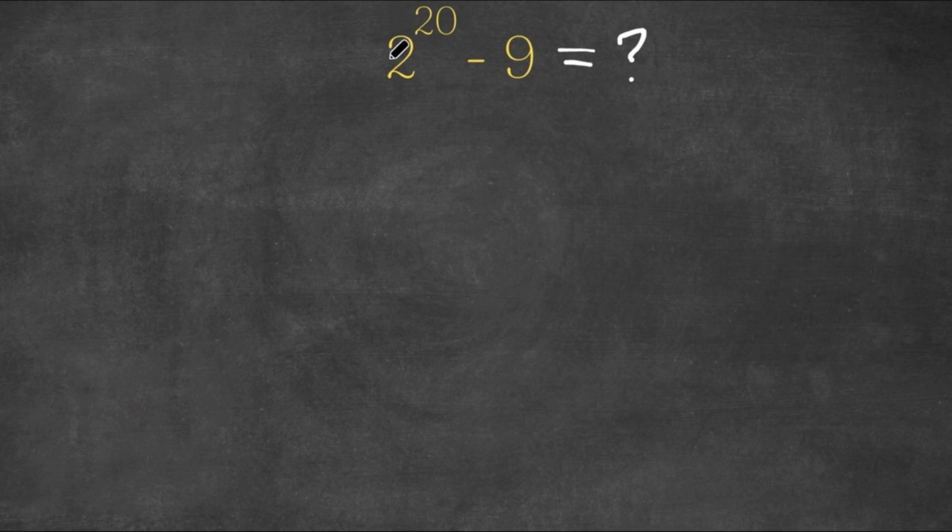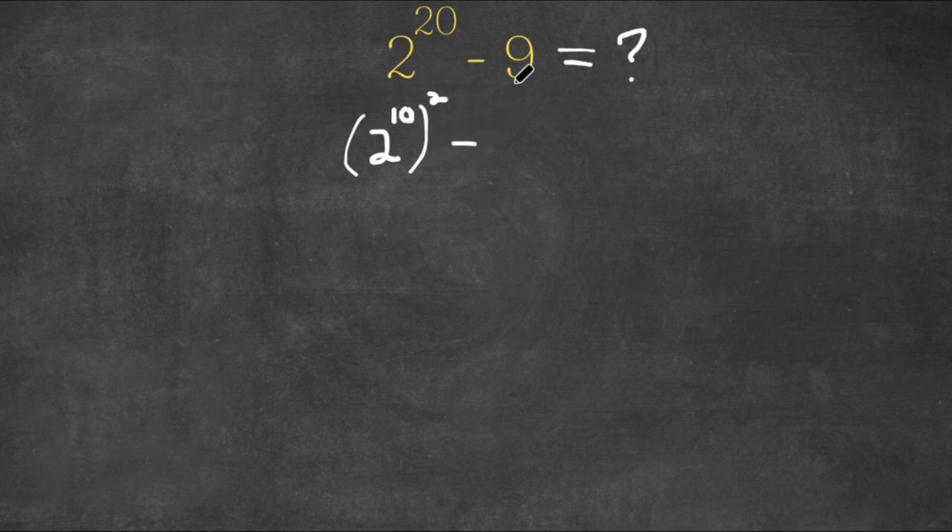So first off, we're going to change 2 to the power of 20 to 2 to the power of 10, to the power of 2. Remember, when we have something like this, we simply multiply these two exponents, right? So we're simply reversing that. And this is just to make it a little simpler.